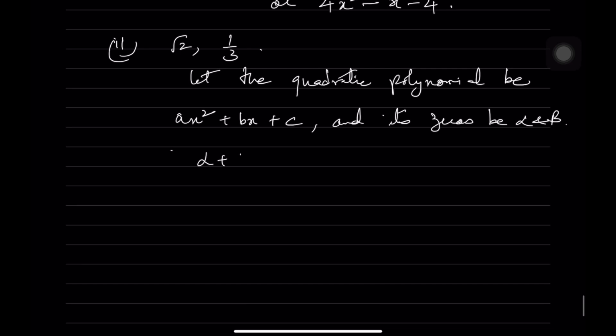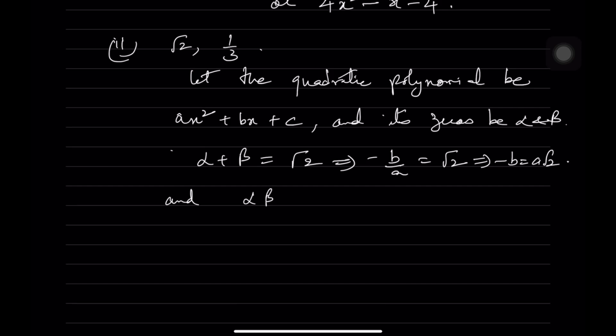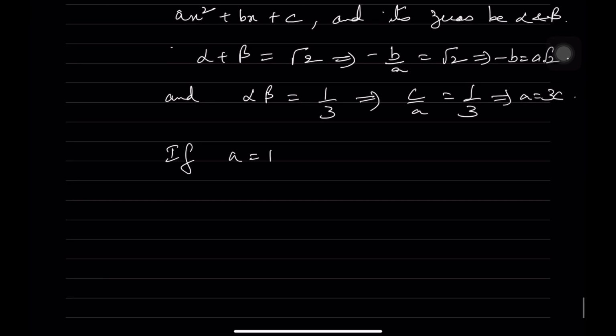Then alpha plus beta is equal to root 2, which implies minus b by a is equal to root 2, or minus b is equal to a root 2. Alpha into beta is equal to 1 by 3. C by a is equal to 1 by 3, which implies a is equal to 3c. So if a is equal to 1, then you substitute in the remaining, you will get b is equal to minus root 2 and c is equal to 1 by 3.